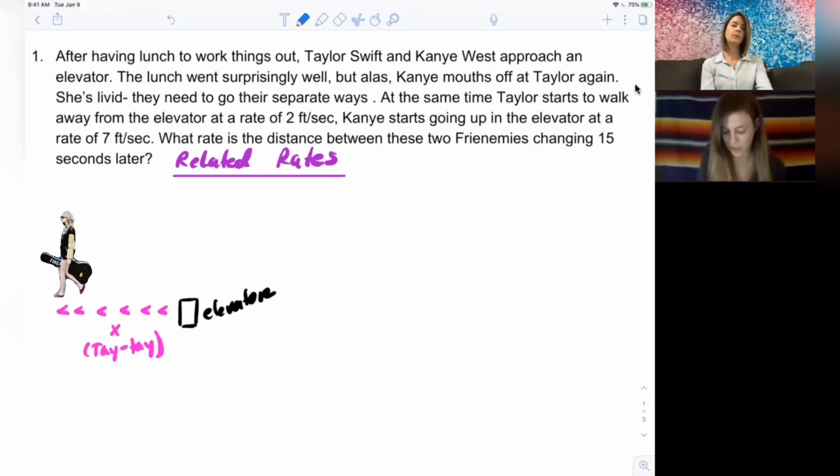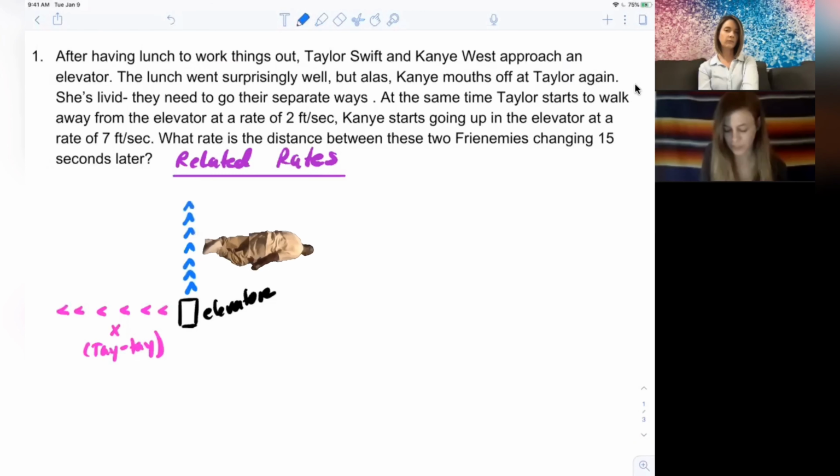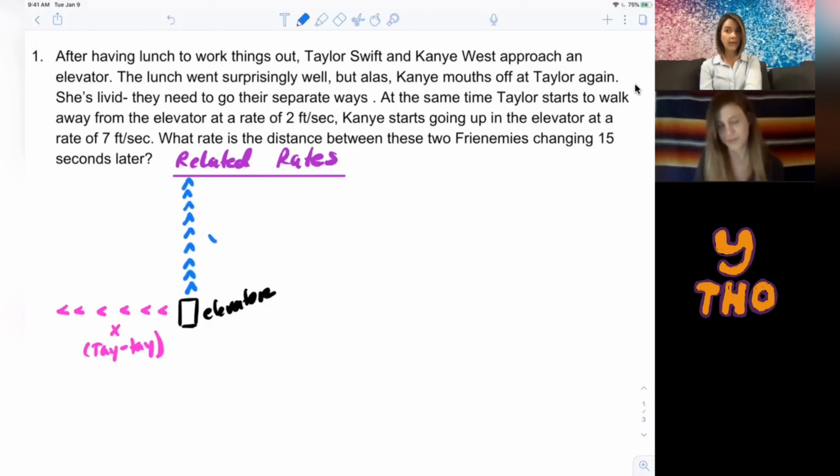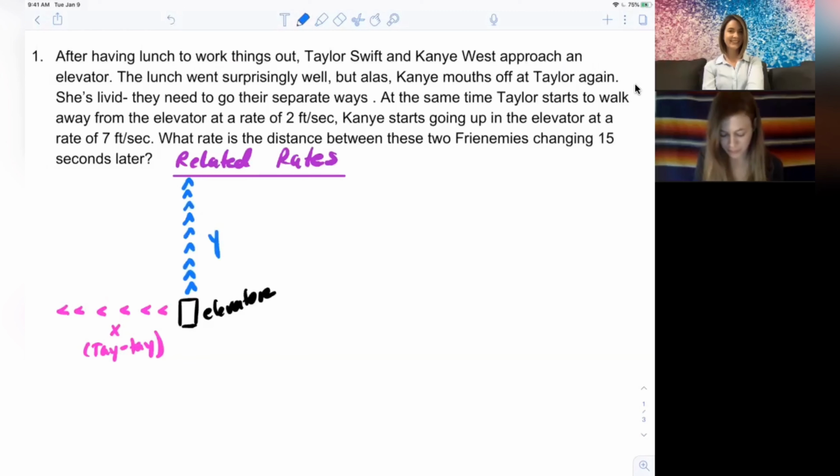And then let's go up. Kanye is going up here. What variable do you want to use for him? y. And what we're looking for is the rate at which the distance between these two people is changing, which would be the distance between Kanye and Taylor, this distance right here in orange. I'm going to call that z.